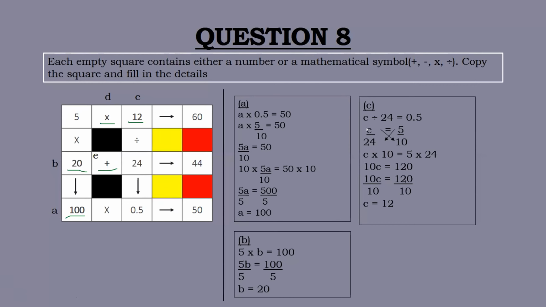Okay, let me first annotate. I multiply 24 on both sides first. Either way, the 24 would disappear here, giving me C out of 1 is equal to 5 out of 10 times 24. So C is equal to 5 times 24 out of 10. It would still give me the same answer, which is C is equal to 120 out of 10, which is 12.